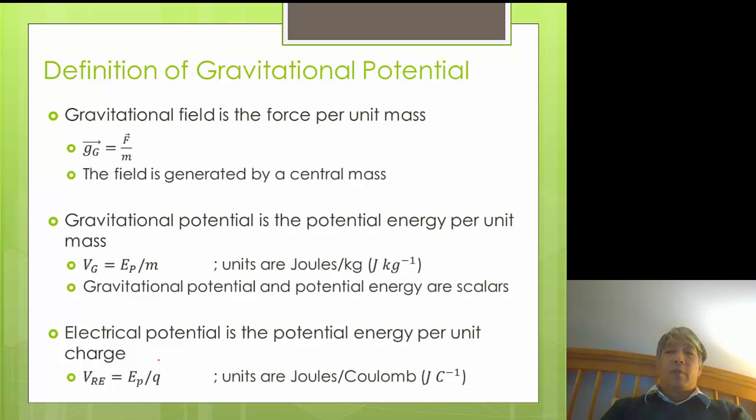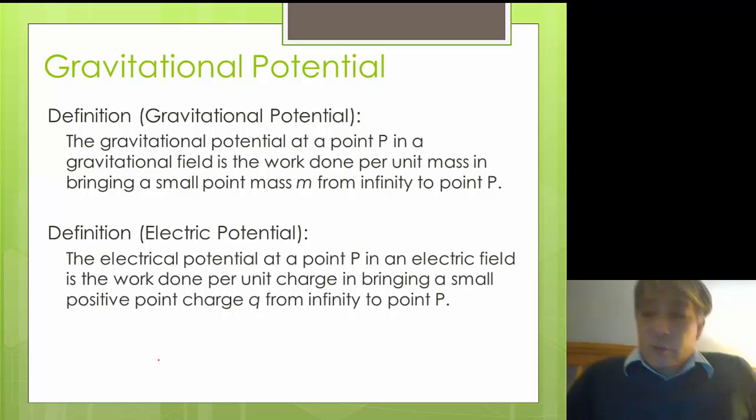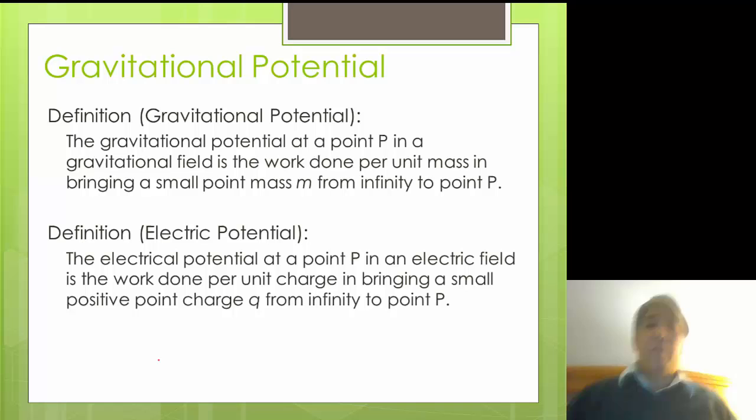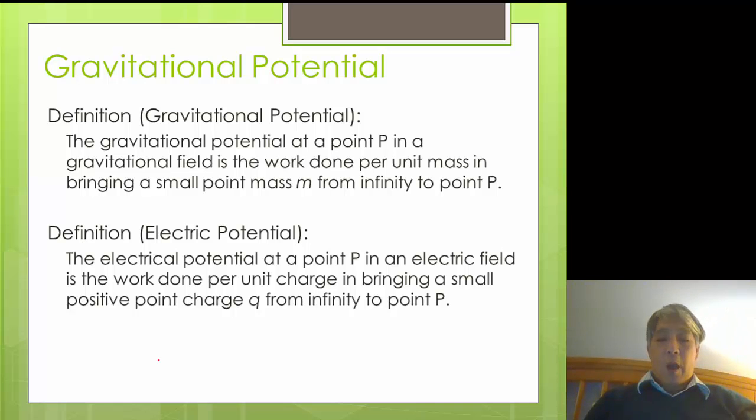Which brings me to the concept of gravitational potential. Gravitational field we've talked about is the force per unit mass, or force divided by m. Gravitational potential is going to be the potential energy per unit mass. Gravitational potential and potential energy are scalars. We've seen this last year when we talked about electric potential, which is electric potential energy per coulomb, or per unit charge. And so this definition for gravitational potential is kind of important. It's something you'll need to be doing and memorizing.